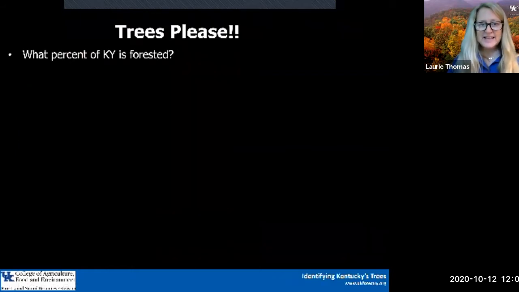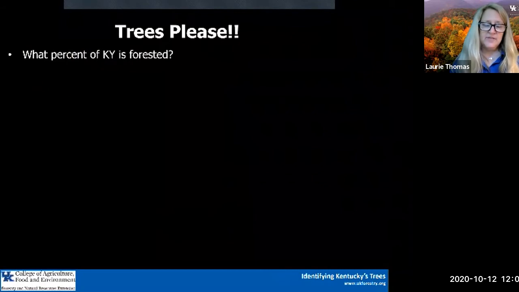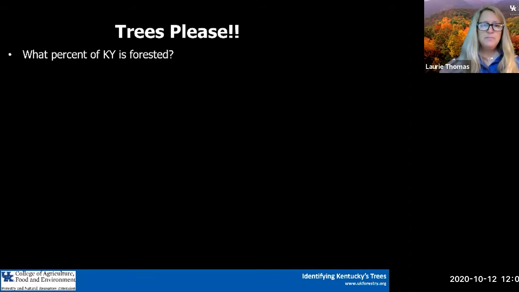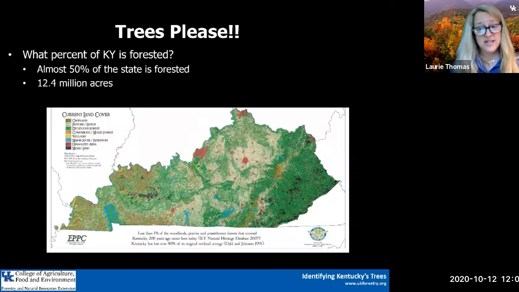But before we jump right into tree identification, I want to talk a little bit about the trees as a group. I know you all can't answer, I can't see your chat pod anyway, but just think about this. What percent of Kentucky do you think is forested? As you all are thinking about that, I'm going to pop that up for you. About how much of the state do you think is forested? Well, about half of our state is covered in forest land, and that runs out to about 12.4 million acres.